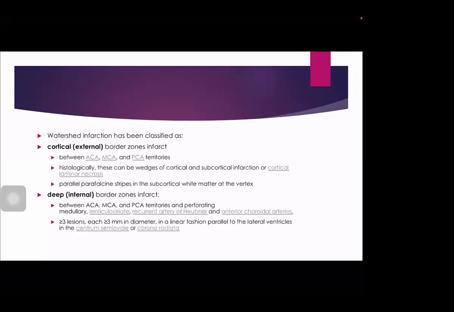We have the cortical or external border zone infarct, seen between the branches of the anterior cerebral, middle cerebral, and posterior cerebral arteries. They are seen as parallel parafalcine strips in the subcortical area. Then we have the deep internal border zone infarct. In addition to involving the above arteries, it also involves the perforating medullary, lenticulostriate, recurrent artery of Heubner, and anterior choroidal artery. To diagnose, we should have more than 3 lesions, each more than 3 millimeters in diameter. They are arranged in a linear fashion parallel to the lateral ventricle in the centrum semiovale or corona radiata.